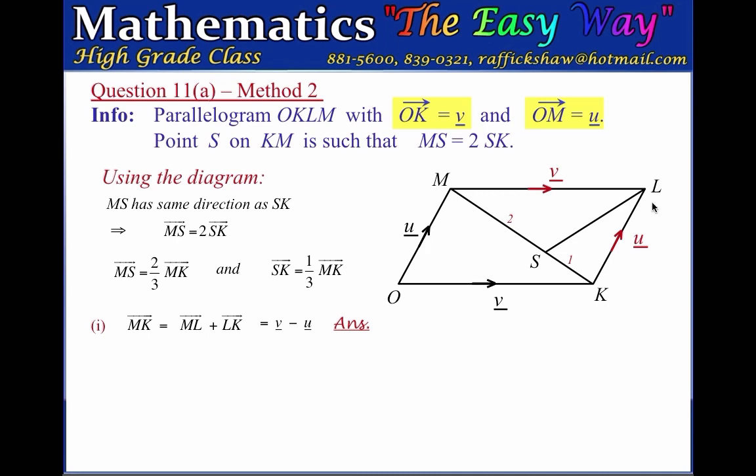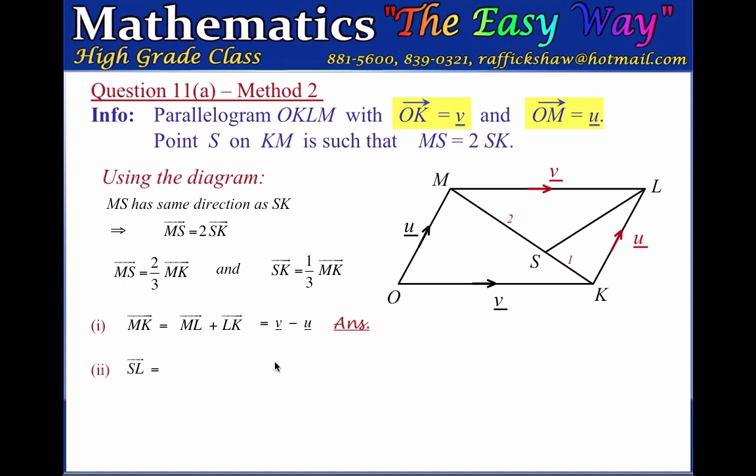And so going from L to K means that we are going on the vector minus U, and therefore the vector MK is simply V minus U. And we have basically established that by just observing the diagram. Let's look at part 2.